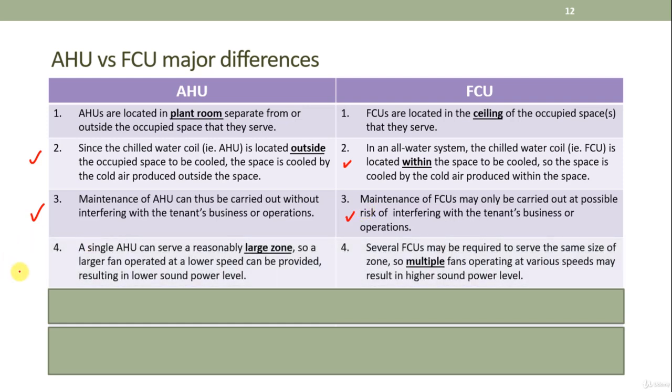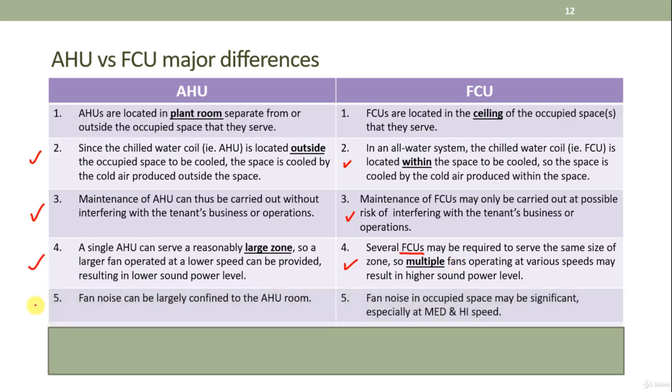A single AHU can serve a large zone, easily 50 to 100 tons. So a larger fan, you can actually have it outside, at the AHU room, and the noise level will also be contained over there. However, for large spaces, if you want to use FCUs, then you need to have multiple of them. Maybe you need to have 5 to 10 FCUs to serve the same place, for example, a big auditorium. Then, of course, all these may contribute to the noise level, which brings me to point number 5.